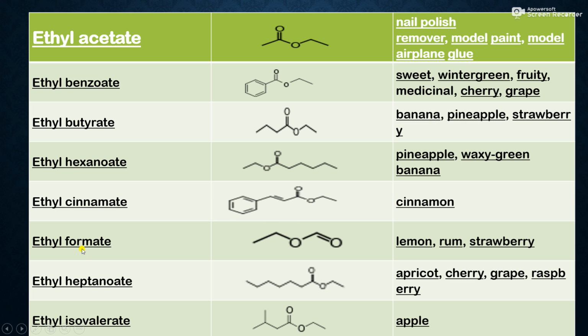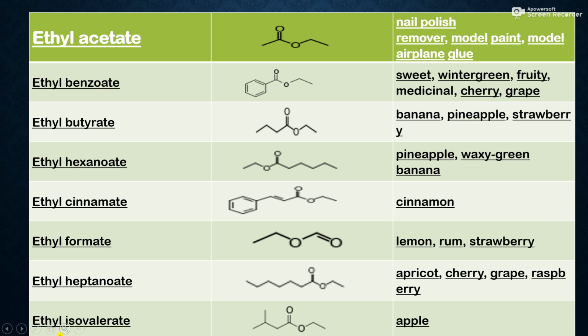Then next one is ethyl formate. So this is a formic acid, and this is the ethyl part. It is found in lemon, rum, strawberry. Then ethyl heptanoate. So this is the ethyl part, and this is heptanoic acid. This is found in apricot, cherry, grape, raspberry, etc.